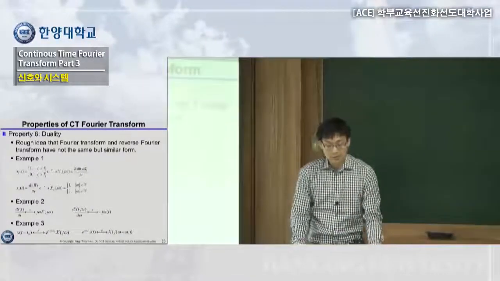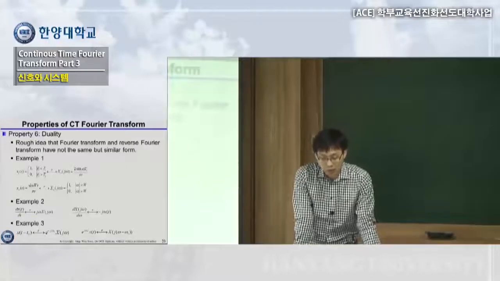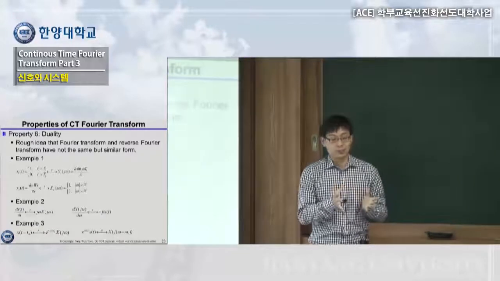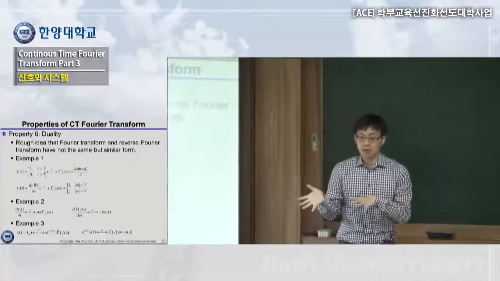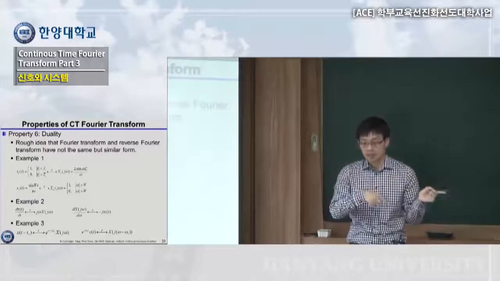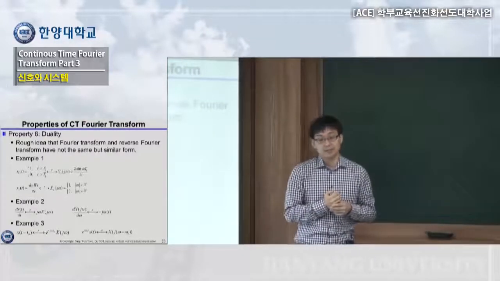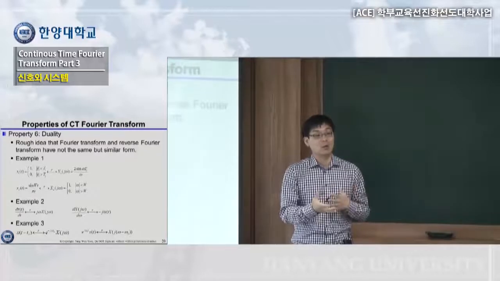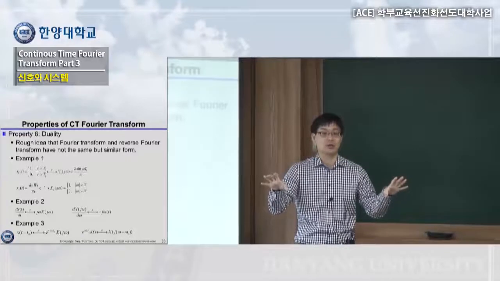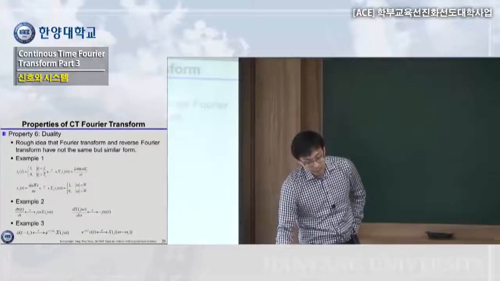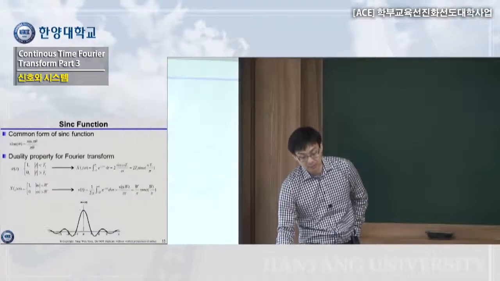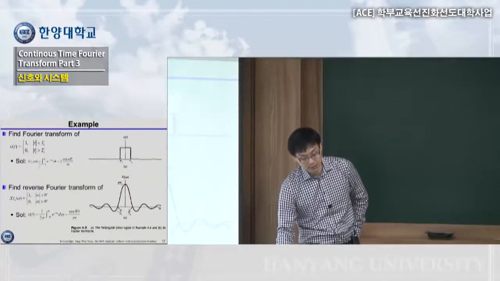The other one, property number 6, is duality. Duality means, as a rough idea, that the Fourier transform going from time to frequency and the inverse Fourier transform going from frequency to time have not the same but similar form, which we have seen in the rectangular function and sinc function relationship. For example, these two examples we already covered.